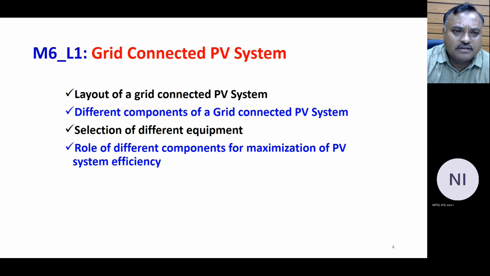In lecture 1 of module 6, grid connected PV systems were elaborated, wherein layouts of grid connected PV systems were discussed. Different components of a grid connected PV system were also categorically studied, and selection of equipment for grid connected PV systems was considered, and also the role of different components for maximization of PV system efficiencies has been studied.